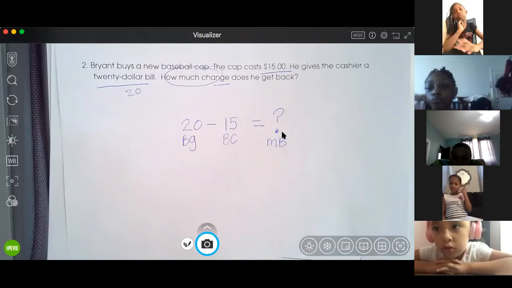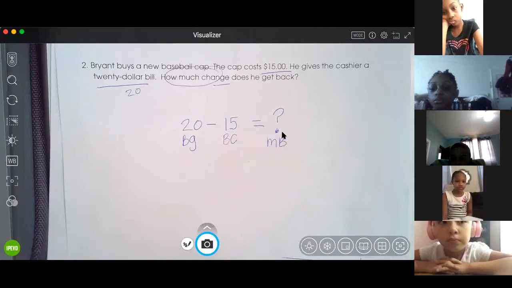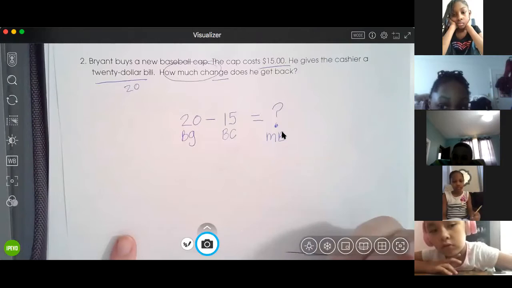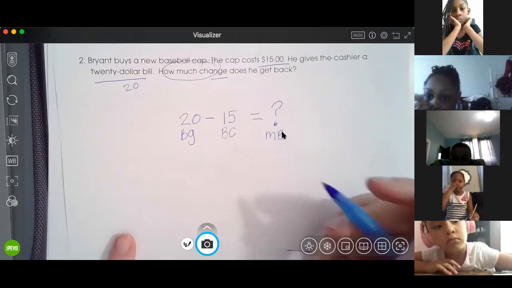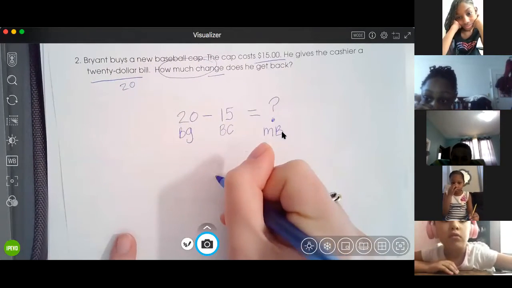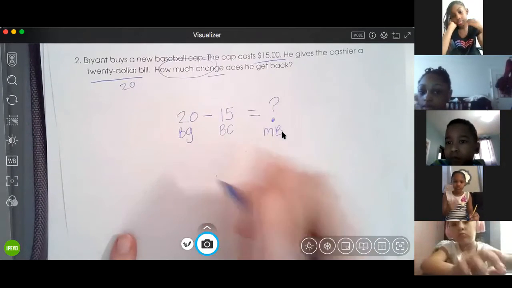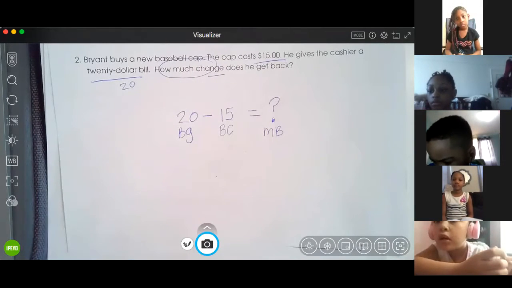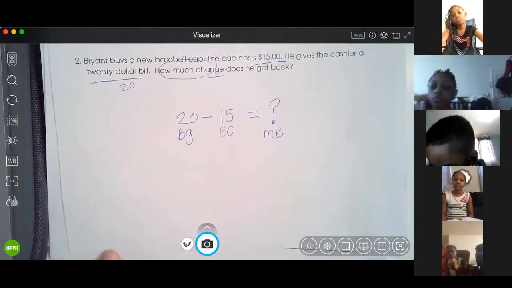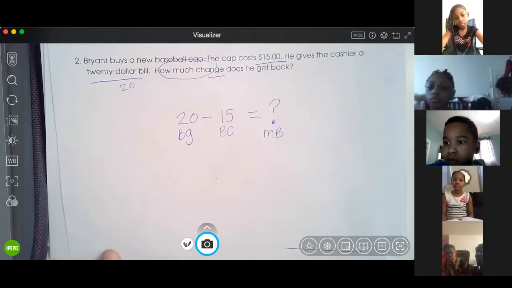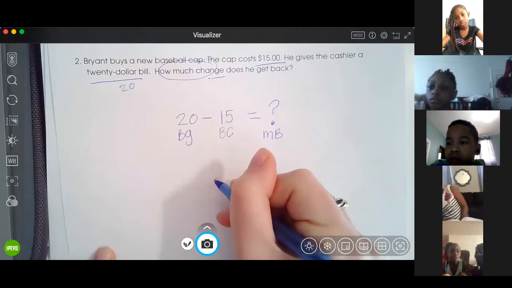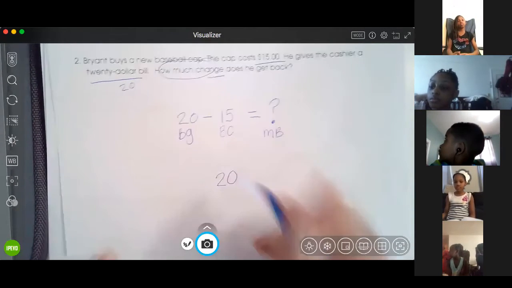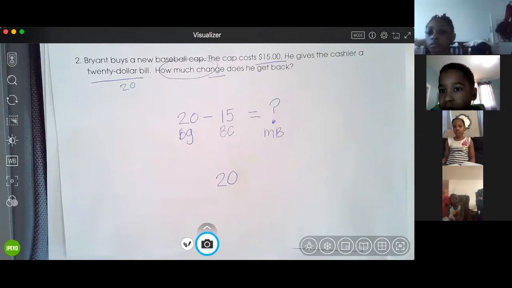Awesome job. All right, so great job finding a plan to solve. Now we're going to use standard algorithm. I'm going to use standard algorithm, but when you solve it, you can use any strategy that you want. So when you subtract, the bigger number goes on, Emily? The top or the bottom? The top. Great, because you need to take 15 from 20. You can't take 20 from 15.